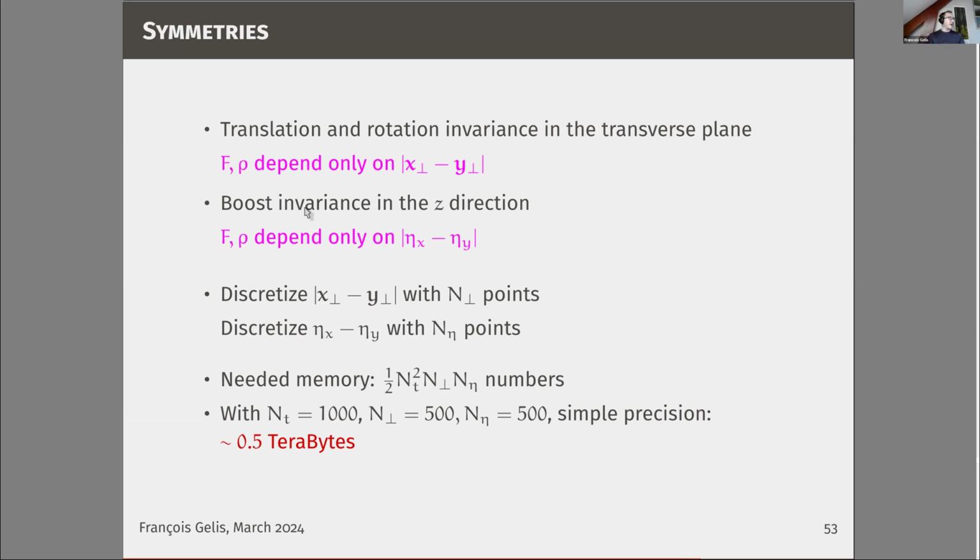And the fact that we have boost invariance in the z direction means that they depend on the rapidities only through the absolute value of the rapidity difference. And now, we discretize the transverse radius with n transverse points. We discretize the rapidity difference with n eta points. And now the memory we need is just 1/2 of nt squared, this is always there, times n perp times n eta.